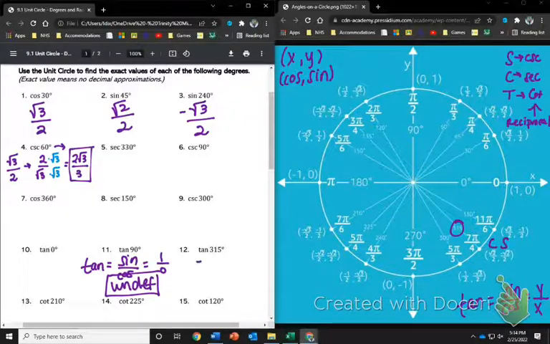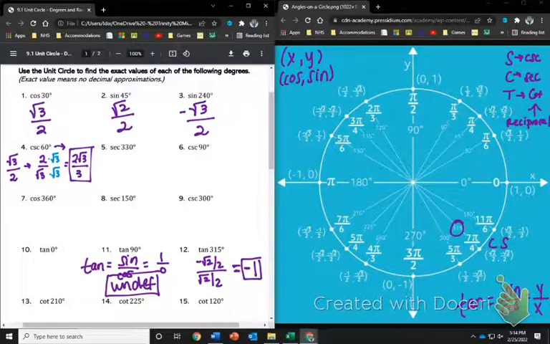It's going to be negative square root of 2 over 2 divided by the square root of 2 over 2. Now, if you remember your properties of division, anything divided by itself is 1. So this is going to equal negative 1 because we have a negative. This is my answer.